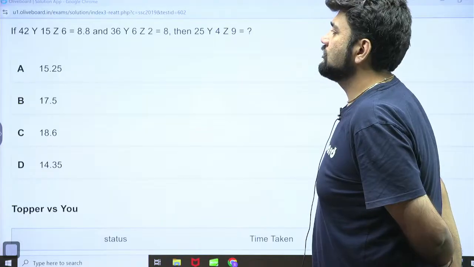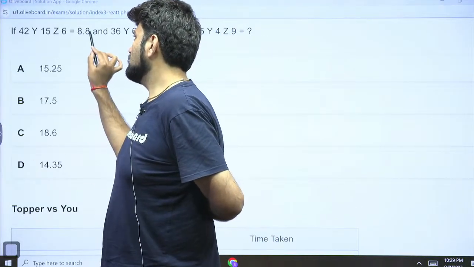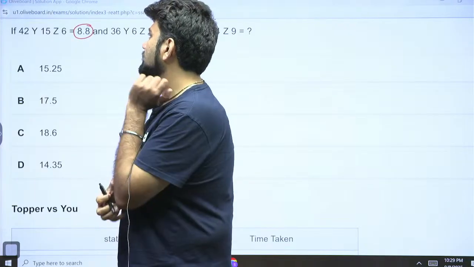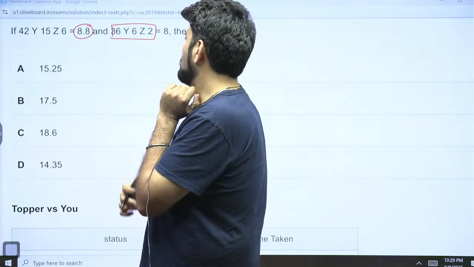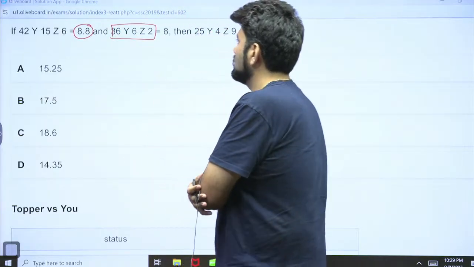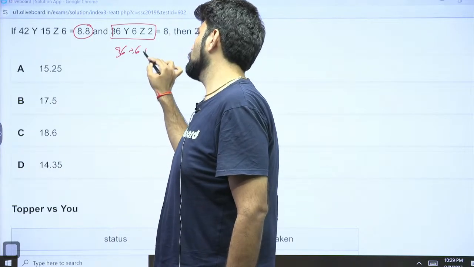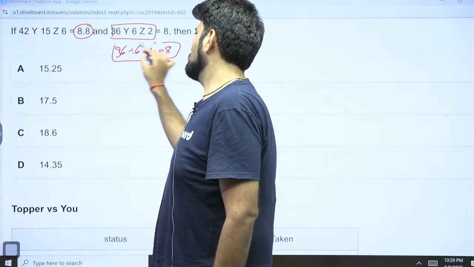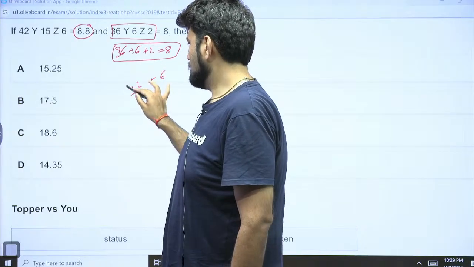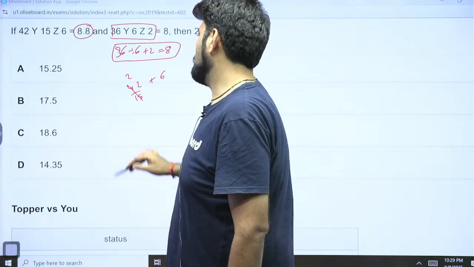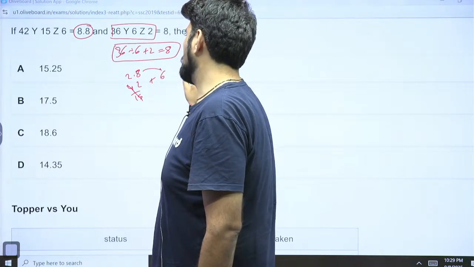Points are there. Points means that something is being divided somewhere. Don't you agree? Something is being divided, that is what is leading to this point. Out here if we see, what can we do? 6 plus 2 should be 8. So I can say that 36 divided by 6 plus 2 will be equal to 8. So if I divide 42 by 15 and then add 6 to it, I get 2.8 plus 6, which is 8.8, perfect.